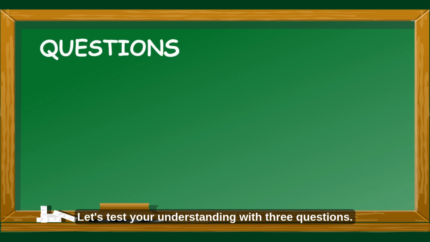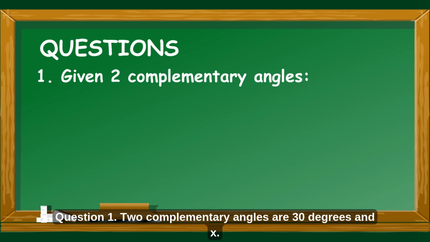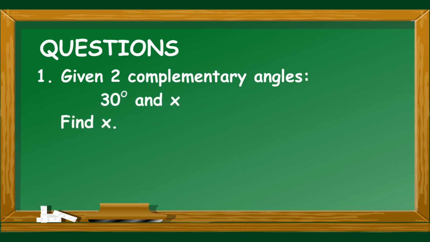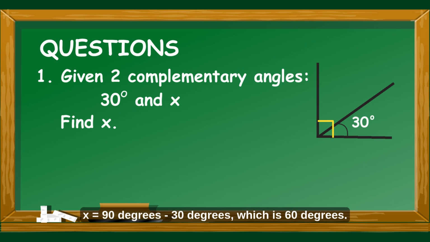Let's test your understanding with three questions. Question 1. Two complementary angles are 30 degrees and X. Find the value of X. The answer is 60 degrees. Since complementary angles add up to 90 degrees, X equals 90 degrees minus 30 degrees, which is 60 degrees.